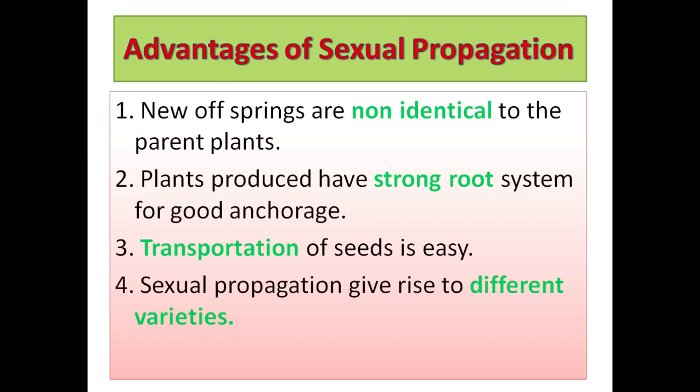Number 4, sexual propagation gives rise to different varieties. So that's similar to number 1. So for example, you want to produce yellow hibiscus flowers or pink or purple. Well, this is the method to do that.